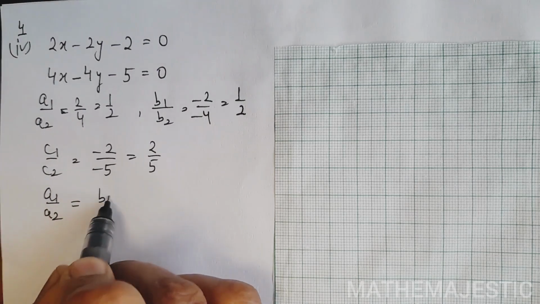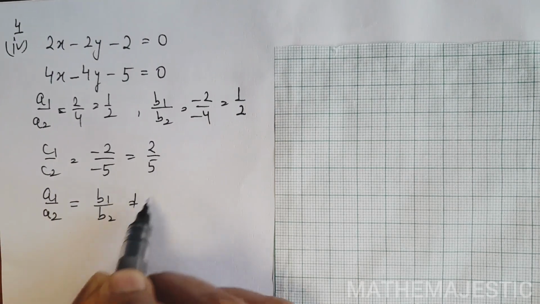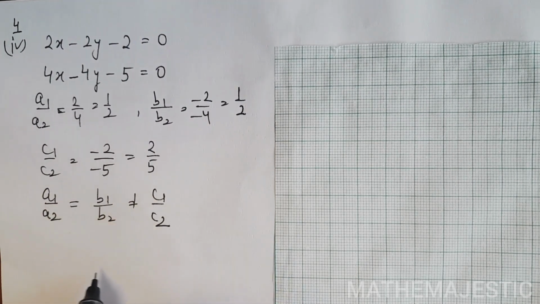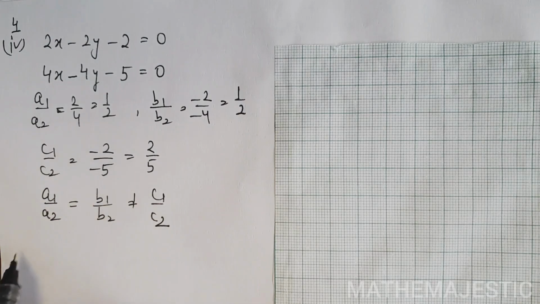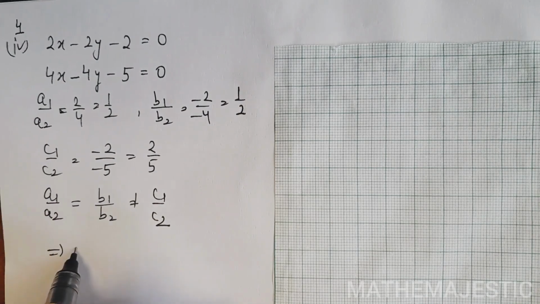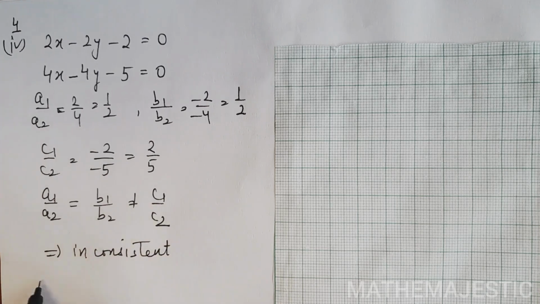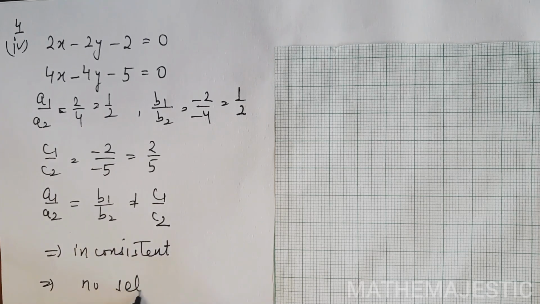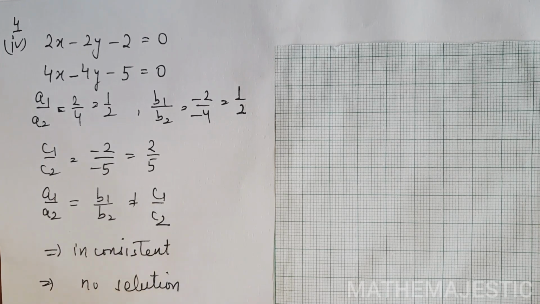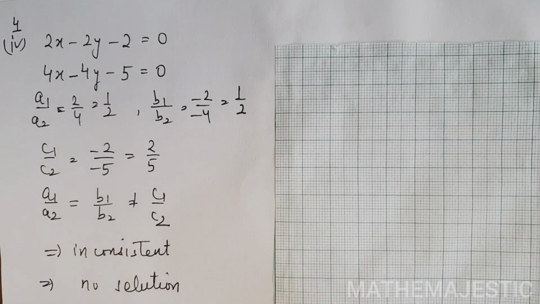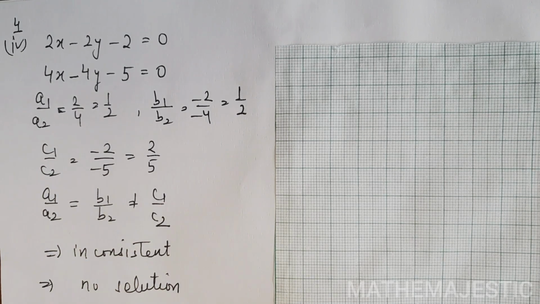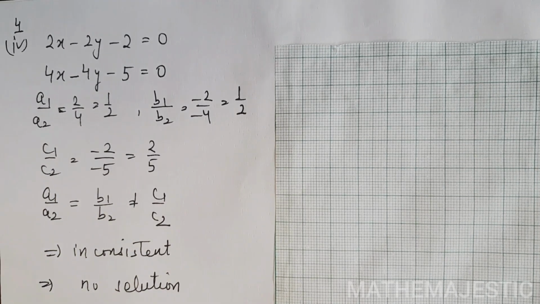That means A1 by A2 equals B1 by B2 is not equal to C1 by C2. So the system of linear equations will have no solution and it is an inconsistent set of equations. So there will be no solution. So there is no need to draw the graph of the linear equations. So hence we have completed questions number 3 and 4.